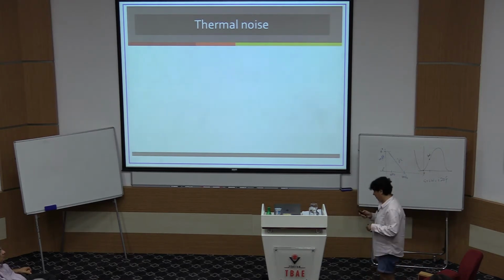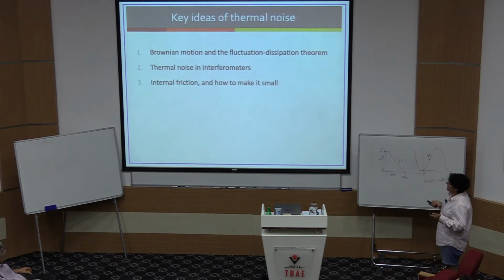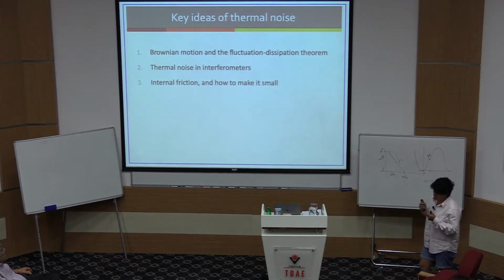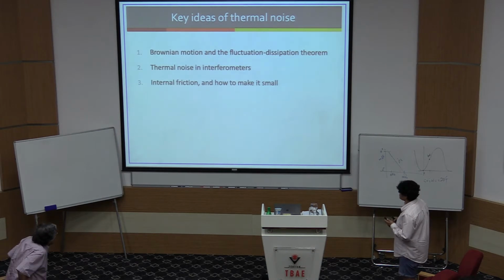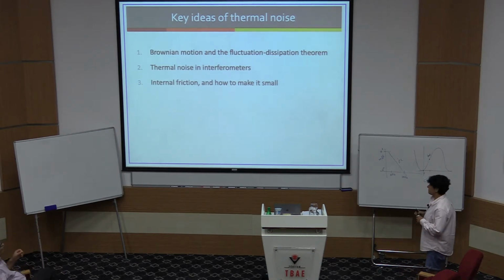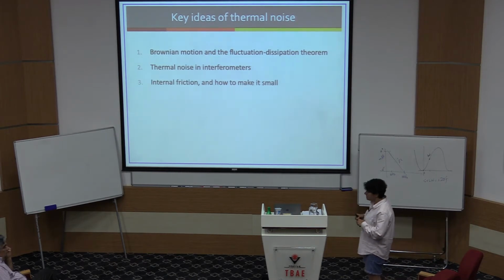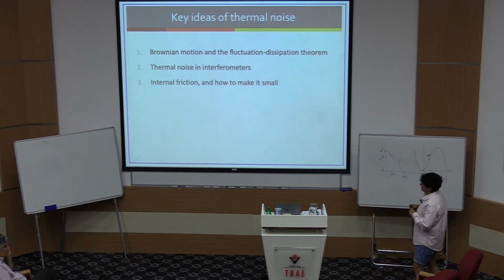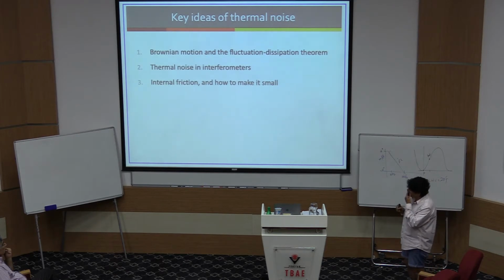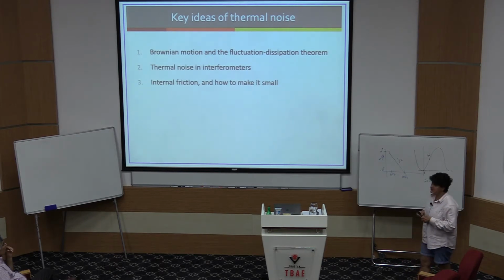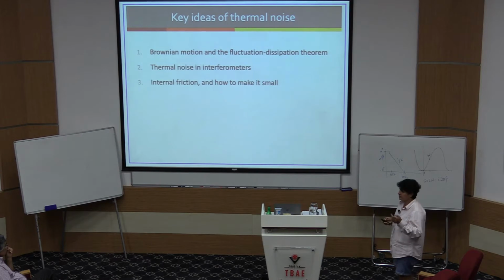All right, so let me now just finish up by talking about thermal noise, and then we'll pick up quantum noise tomorrow. So the key ideas of thermal noise are twofold. One is Brownian motion, and the other is the fluctuation-dissipation theorem. And Scott introduced the fluctuation-dissipation theorem to you, and I will do a little bit of that as well. And so we're going to talk about how thermal noise enters the interferometers, and how we reduce it.